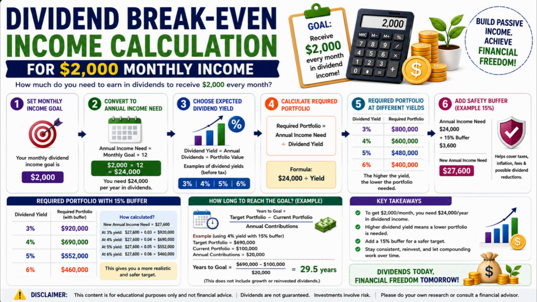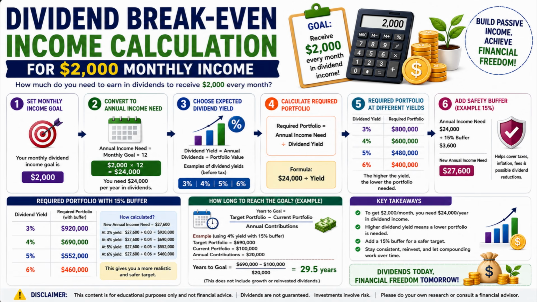First, start by setting your monthly income goal. In this example, the target is $2,000 per month in dividend income. This amount can represent income for monthly expenses, extra cash flow, or a step toward financial freedom.